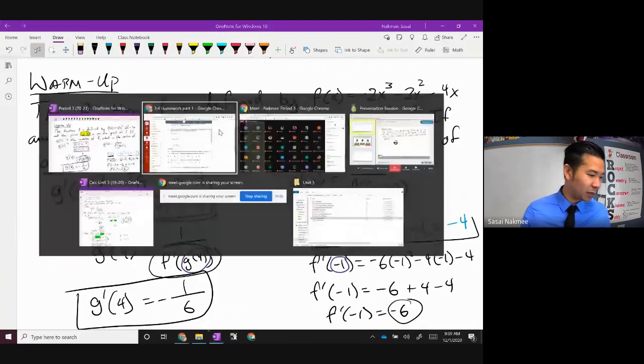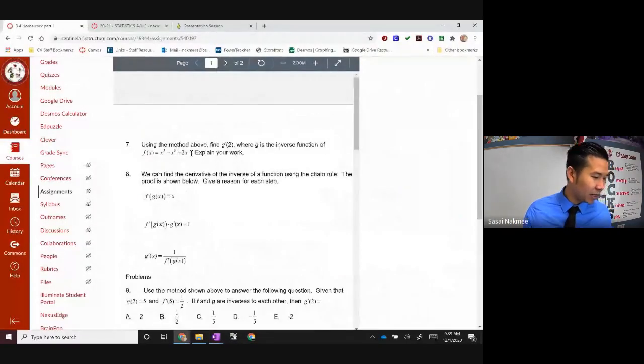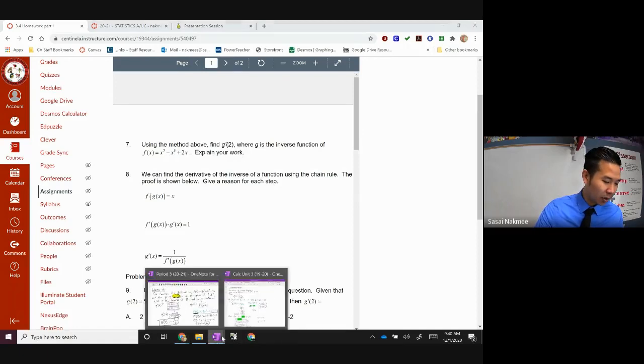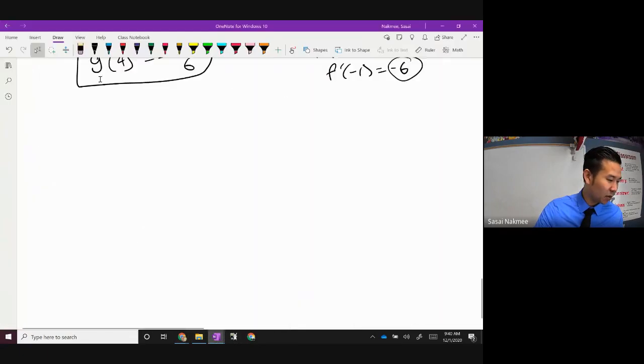That's all well and good, but if you look at number 7 right here, they only tell you that you're trying to find the derivative of the inverse evaluated at 2, but they don't tell me what the original x value was that spit out 2. Does that make sense? Now I don't know what g of 2 is going to go backwards to. So how do we approach this problem? How do I find that out? That's what I wanted to cover today before we move on to the next topic.